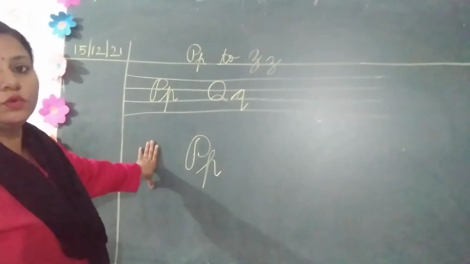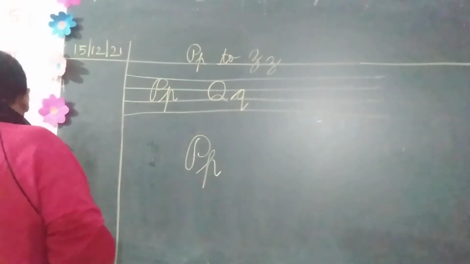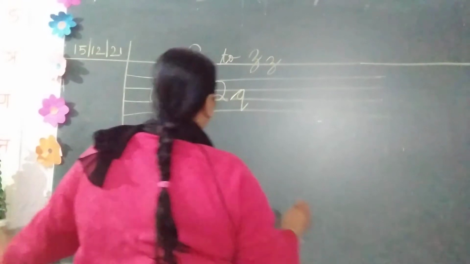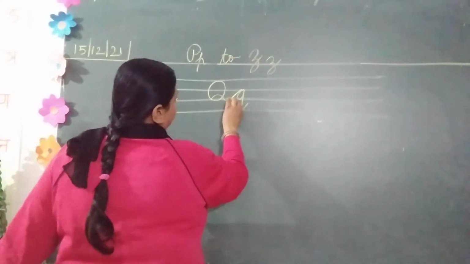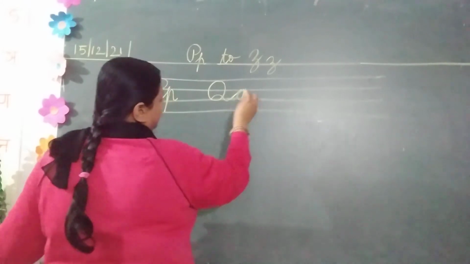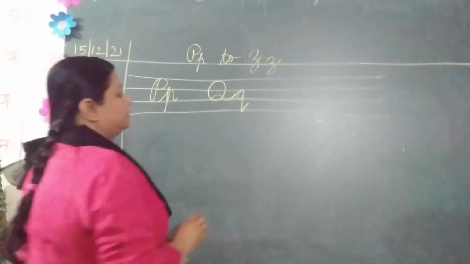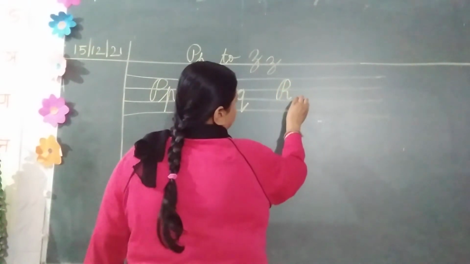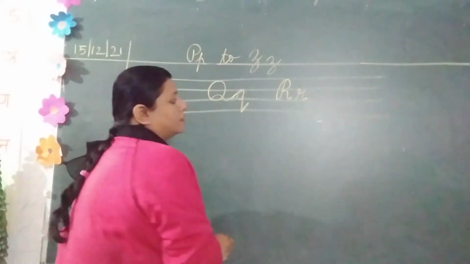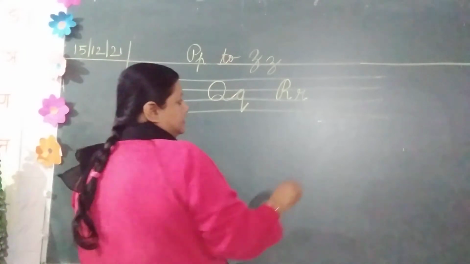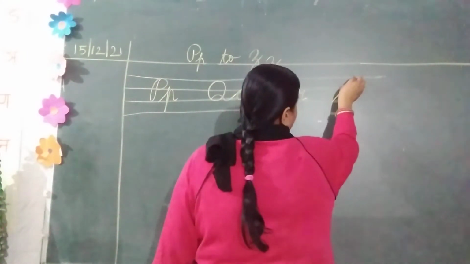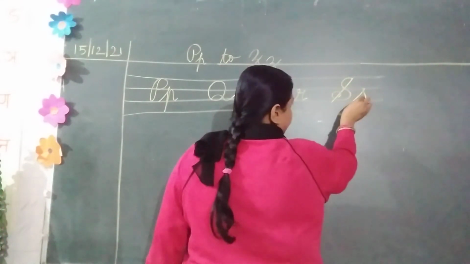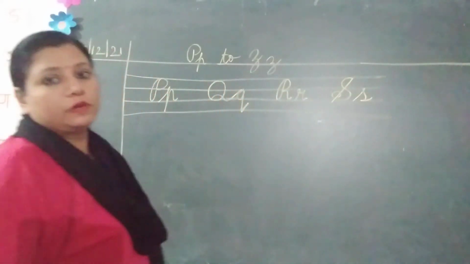Yes. For Q, you have to do a half circle and then a tail inside it, a stroke, and like this you have to do Q. R, and then we are going to do S. Slant line, half circle and one more half circle, like this. You will be doing S.